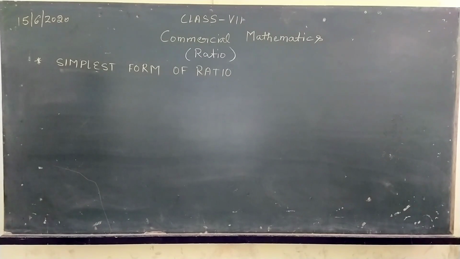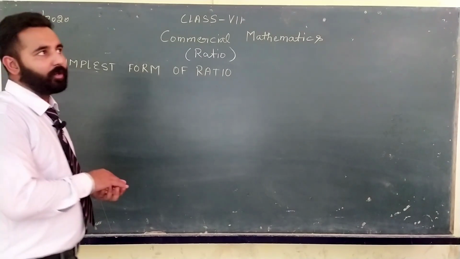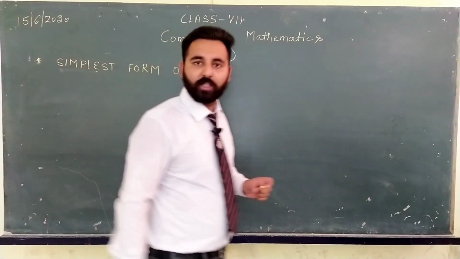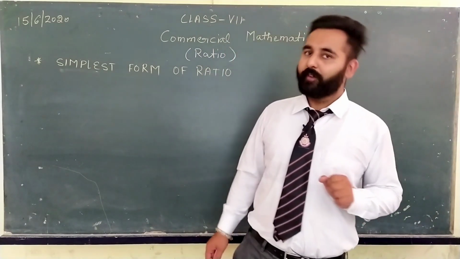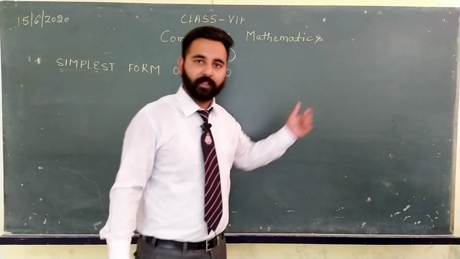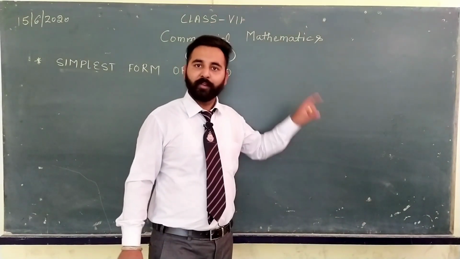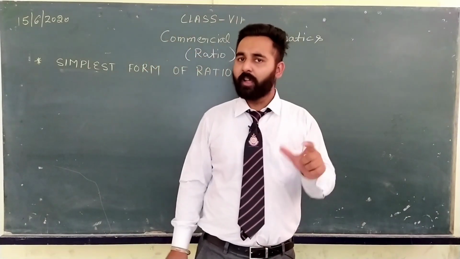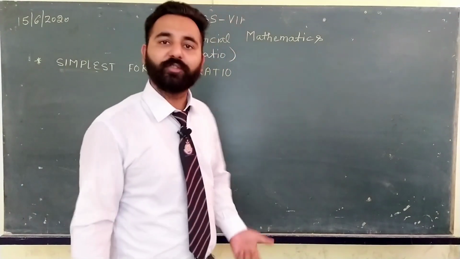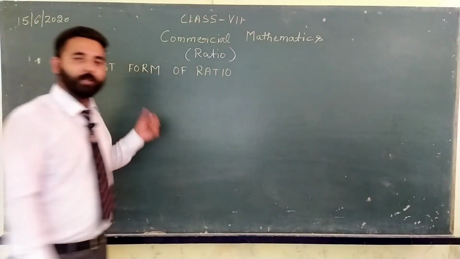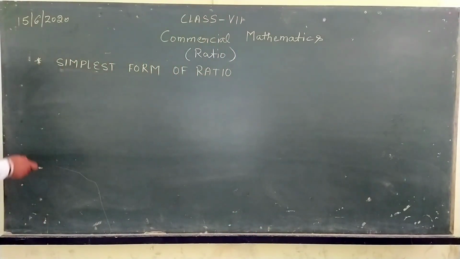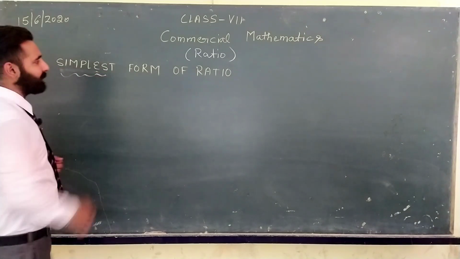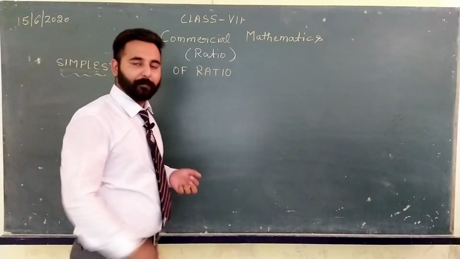Now we will discuss the simplest form of ratio. We all know ratios can be written in the form of a fraction. So after writing it in the form of a fraction, we will do cutting, means we will reduce it to its smallest form. The smallest form of the fraction means the simplest form of the ratio. So let us see one example.